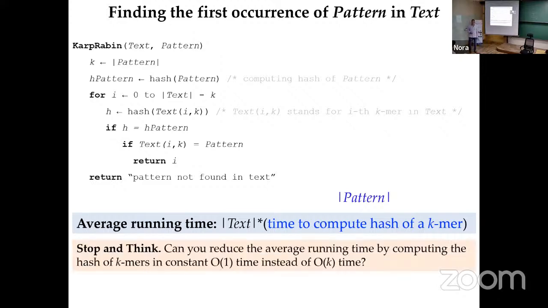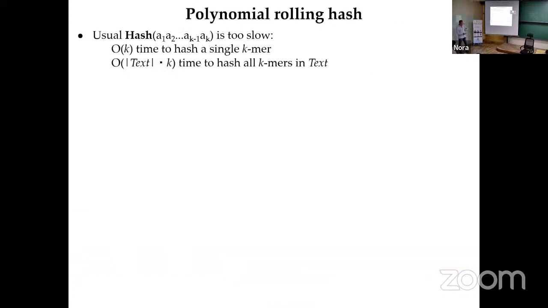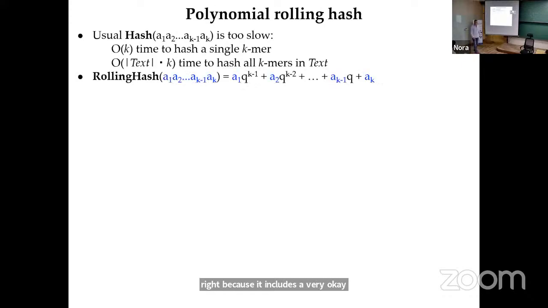So how can you improve the average running time to make it fixed, independent of k? Using a traditional hash function is too slow, right? Because it looks at every one of the k positions in the k-mer. We will use rolling hash.